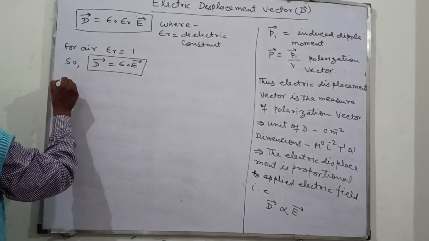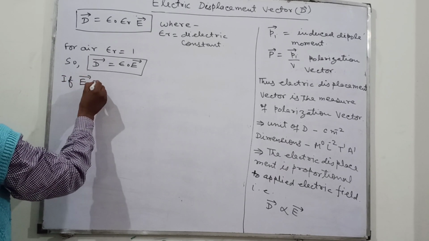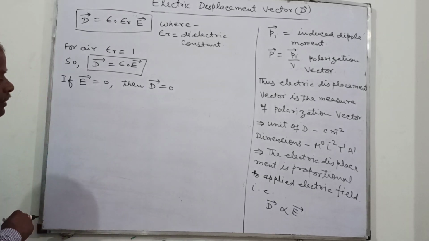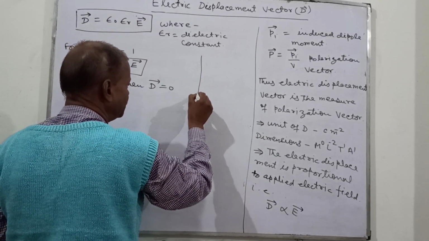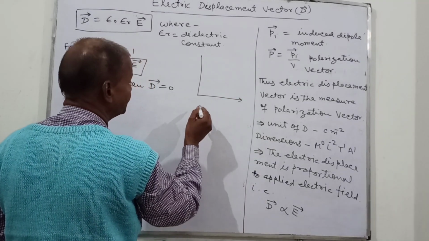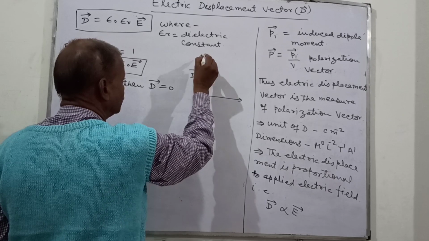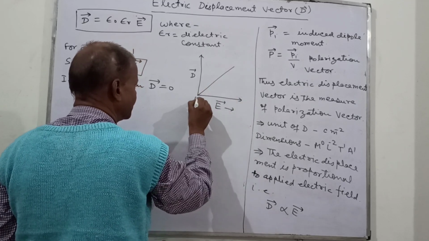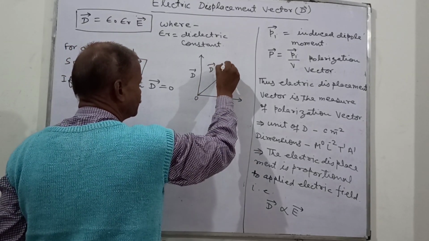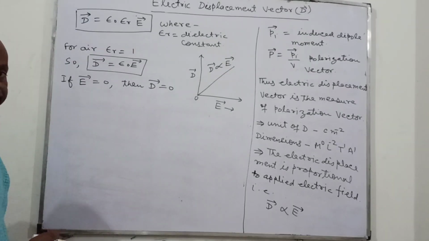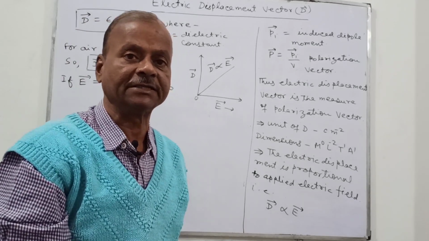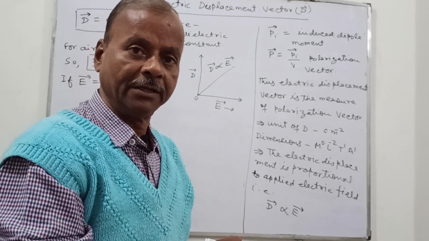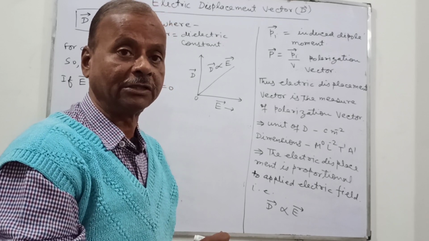And also you can see that if E is equal to 0, then D is equal to 0. So this D is proportional to E. It means that if we plot D on this side and electric field on this side, then we have a straight line passing through the origin. So when there is an electric field, only then there is the electric displacement vector. Since this is produced due to the displacement of the bound charges, it is also called the auxiliary electric field.